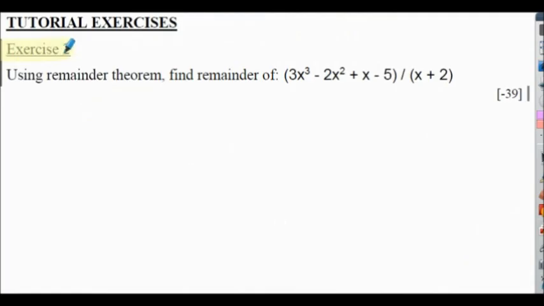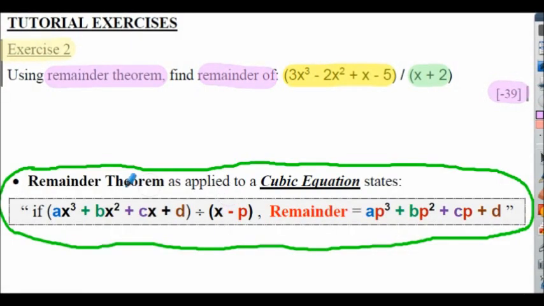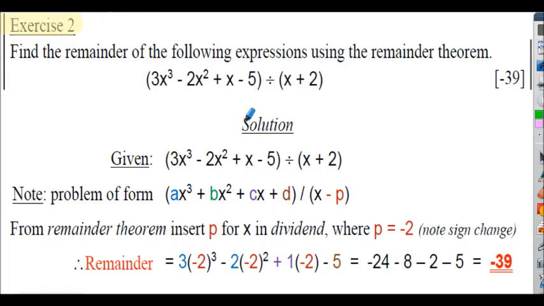Here's exercise 2. Using remainder theorem, find the remainder of 3x cubed minus 2x squared plus x minus 5 divided by x plus 2. We're given the remainder is negative 39. For your reference, here's remainder theorem applied to cubic equation. I would encourage you to stop the presentation and attempt exercise 2, but the full worked solution is shown on the following slide. Here's exercise 2, solution.